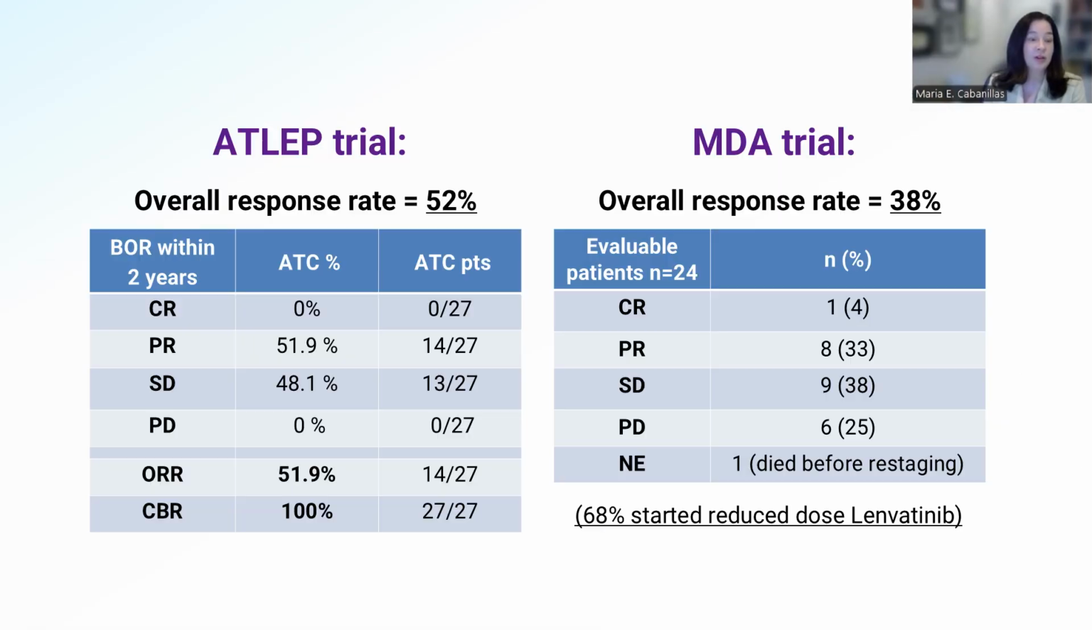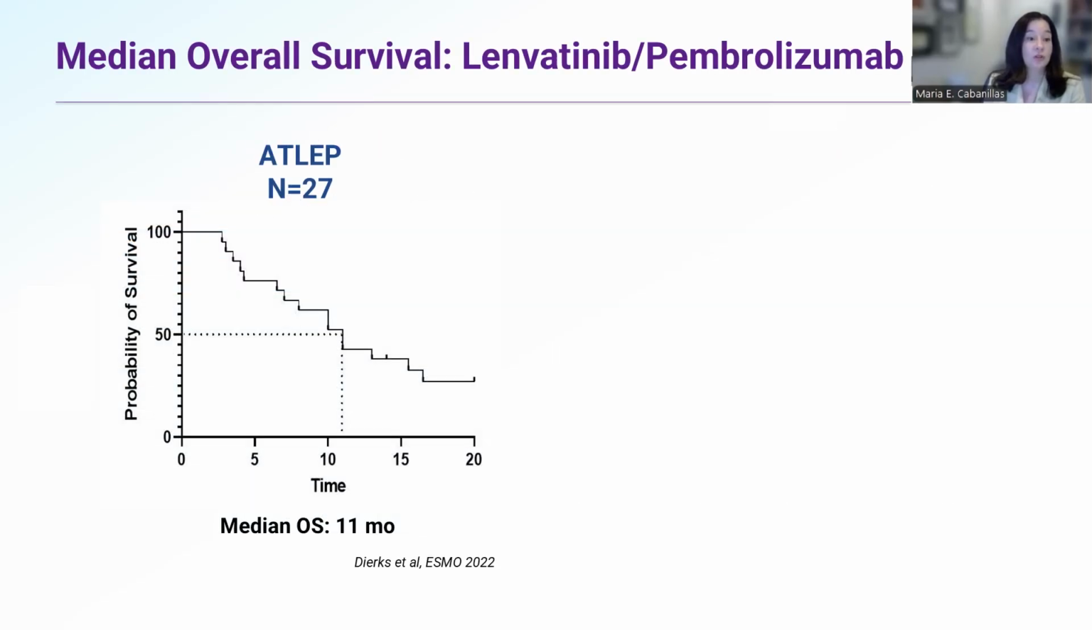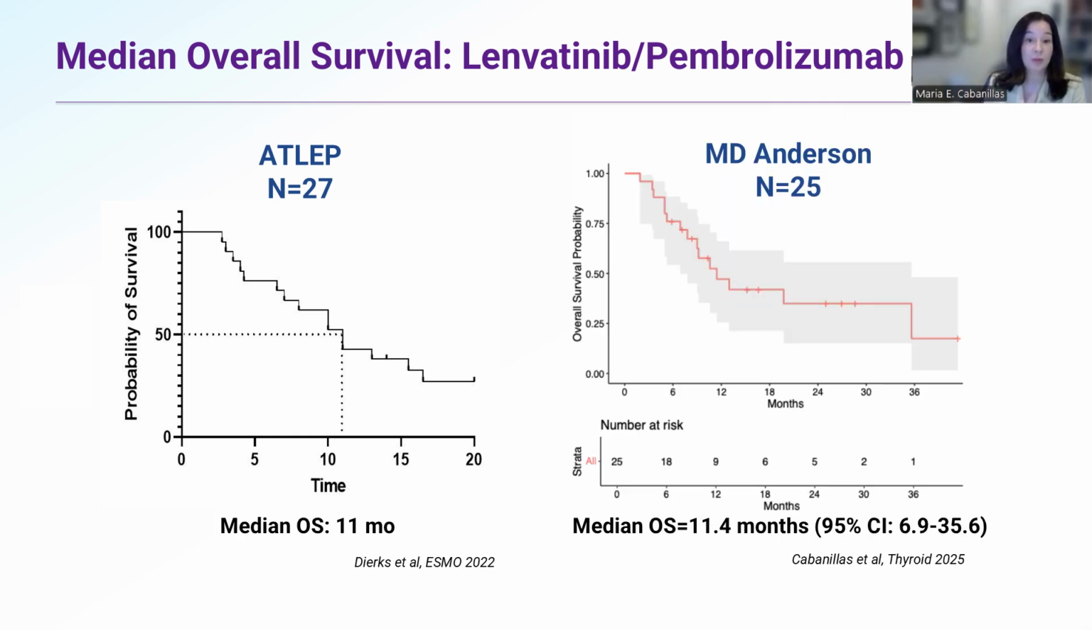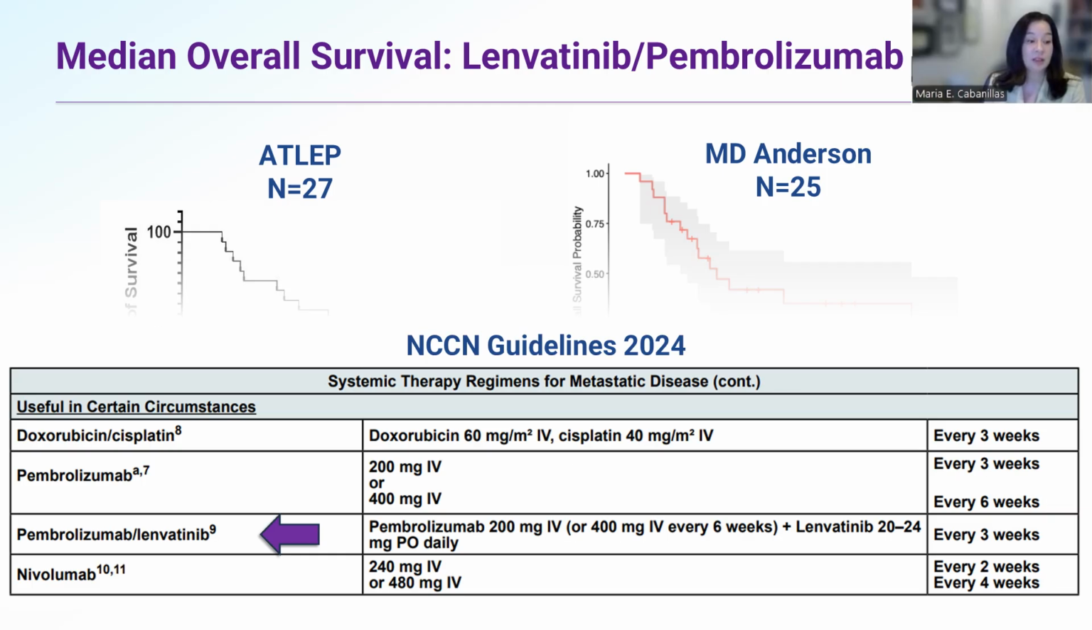So the ATLAS trial, this is the German trial, showed an overall response rate very high, 52%. The MD Anderson trial was lower at 38%, but 68% of our patients started a reduced dose of lenvatinib in order to minimize fatal side effects, which I'll talk about in a moment. The median overall survival, however, was about the same in both studies, approximately 11 months. And this is already in the NCCN guidelines, pembrolizumab with lenvatinib.